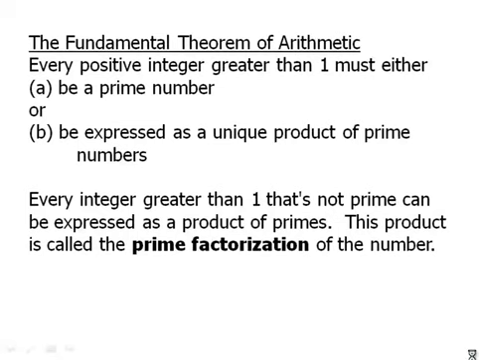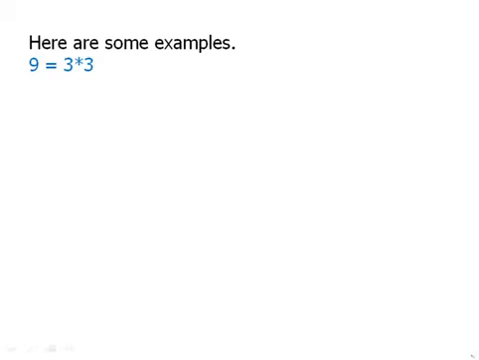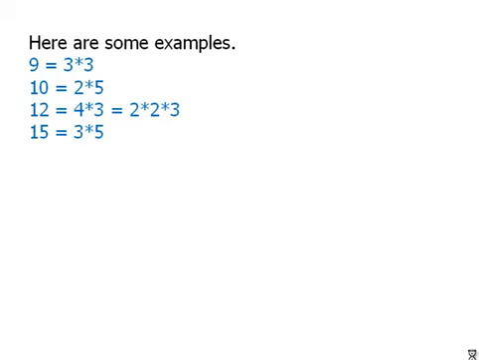Let's do some examples. So first of all, 9 is obviously 3 times 3. It's a product of 2 prime numbers. 10 is 2 times 5. That's a product of 2 prime numbers. 12, we could write that as 4 times 3, but 4 isn't a prime number. 4 itself we can write as 2 times 2. So we can write 12 as 2 times 2 times 3. That's a product of prime numbers. 15 is 3 times 5.